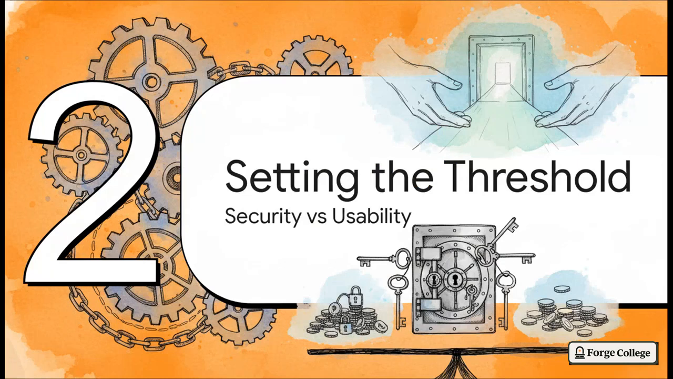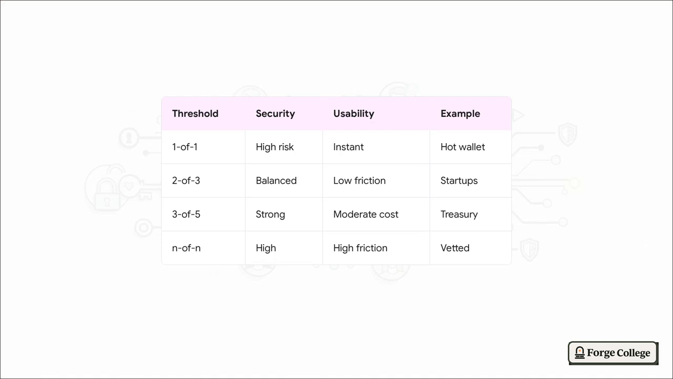Moving on to part 2. Setting the right threshold. Security versus usability. So you might be wondering, how many keys do we actually need to open our vault? Well, this brings us to a massive design trade-off. We have to balance maximum security with actual human-friendly usability.